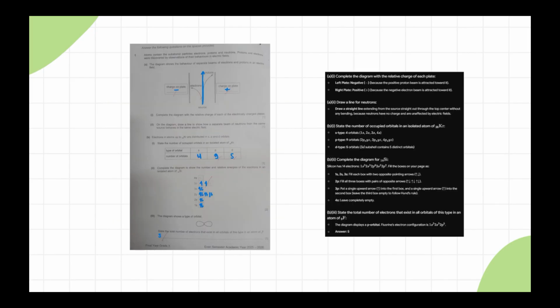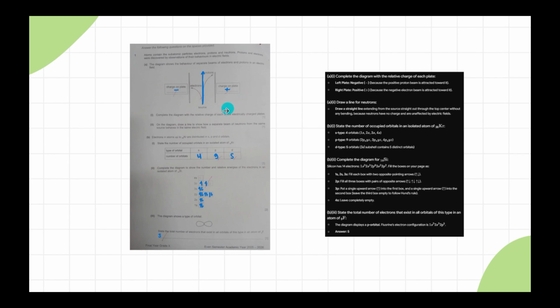So we move on to the paper 2 questions. We've got our first question here. Atoms contain the subatomic particles electrons, protons and neutrons, but electrons were discovered by observation of their behavior in electric fields. The diagram shows the behavior of beams of electrons and protons in an electric field. Complete the diagram with the relative charge of each electrically charged plate. The left plate is negative because the positive proton beam is attracted to it, and the right plate is positive because the negative electron beam is attracted toward it.